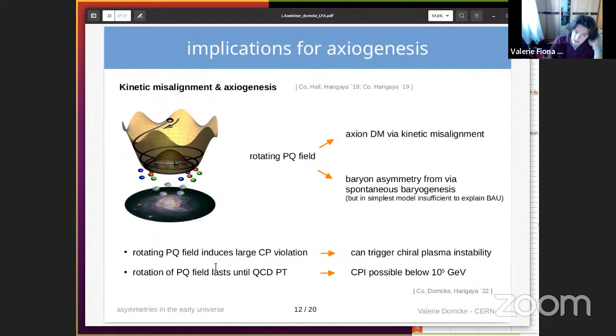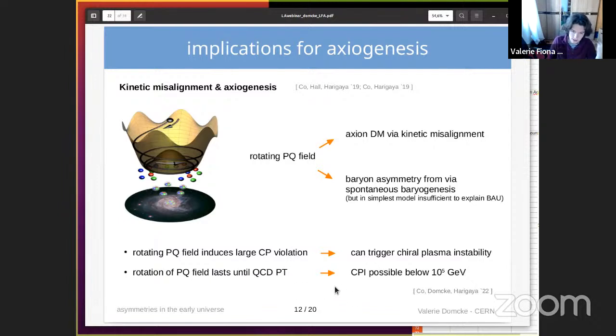And this rotating field is supposed to continue for a very long time, all the way down until the QCD phase transition, because otherwise it can't generate the axion dark matter. So that means, contrary to what I discussed right before, where I said, okay, let's put some God-given chemical potentials in the early universe and see how things evolve, here I have an active source term all the way down to the QCD phase transition. So I can, in principle, trigger the CPI now also below this magic number of 10 to the 5 GeV, just because I have an active source term in the system.